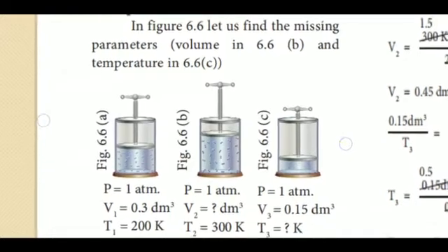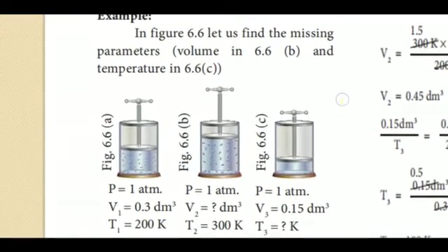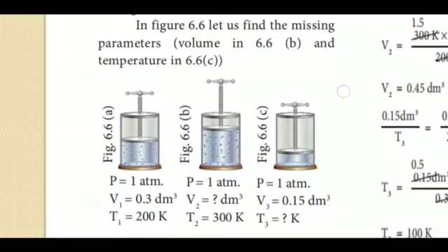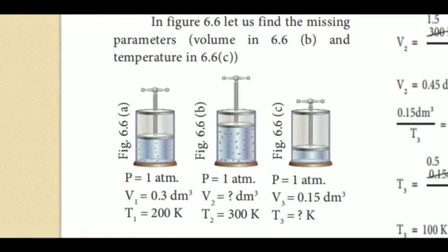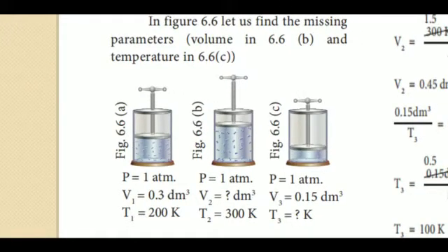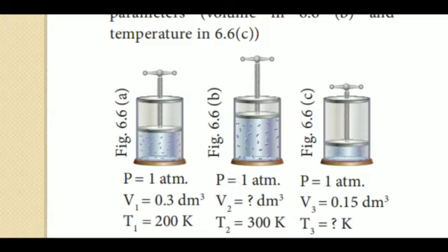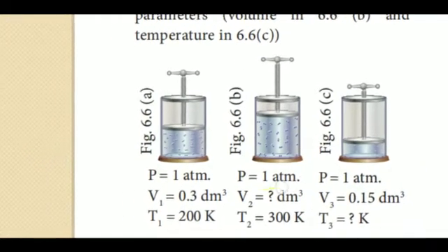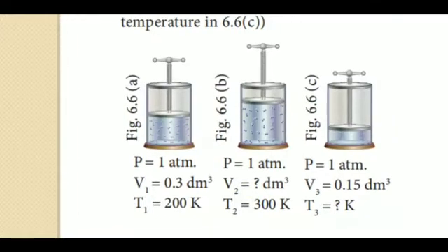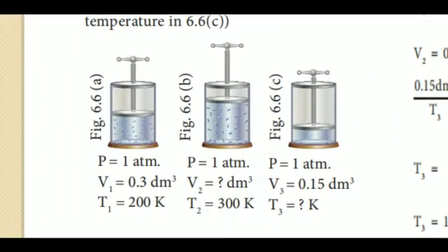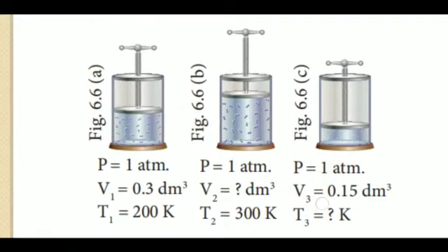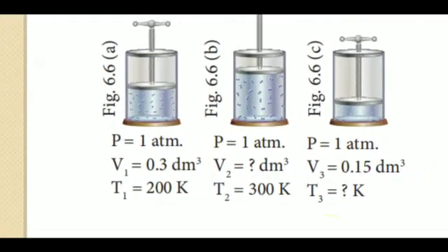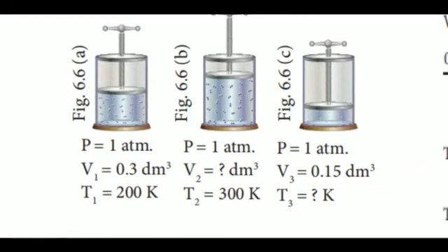missing parameter. What is the Charles law equation? V by T is equal to constant. Using this equation, now we are going to calculate the missing parameter. What is the given data? In figure A, they gave P is equal to 1 atmosphere, V1 is 0.3 decimeter cube, T1 is 200 Kelvin. In figure B, P is equal to 1 atmosphere, V2 is equal to question mark, this we are going to calculate, T2 is equal to 300 Kelvin.